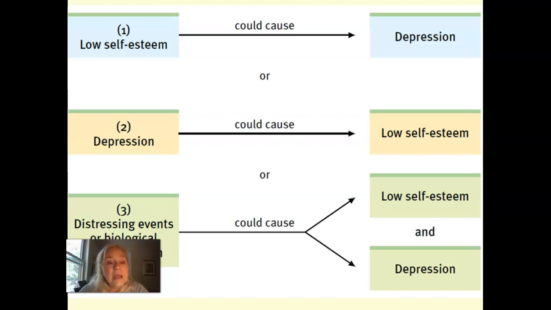So again, we cannot say in a correlational research study that one variable causes the other. But what we can say is that they are related. So we know that low self-esteem and depression are related, but we don't know exactly why or in which direction they are related.